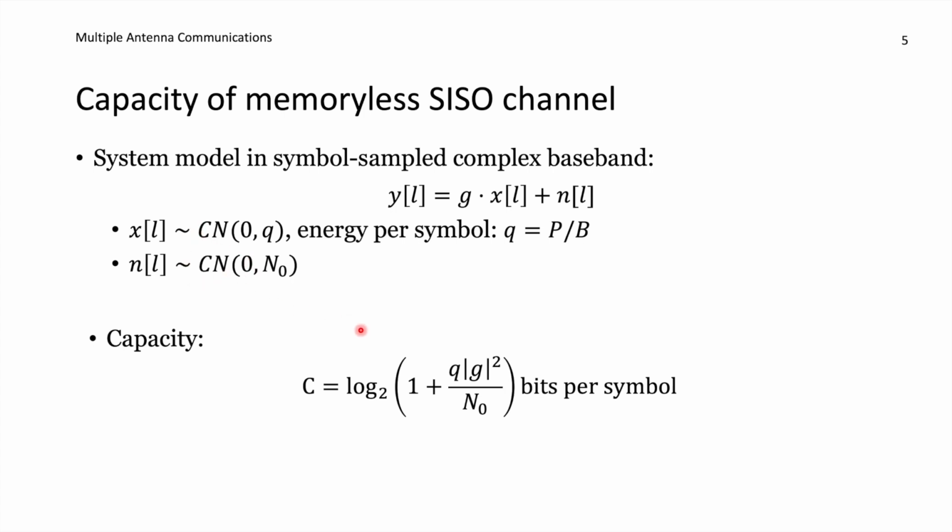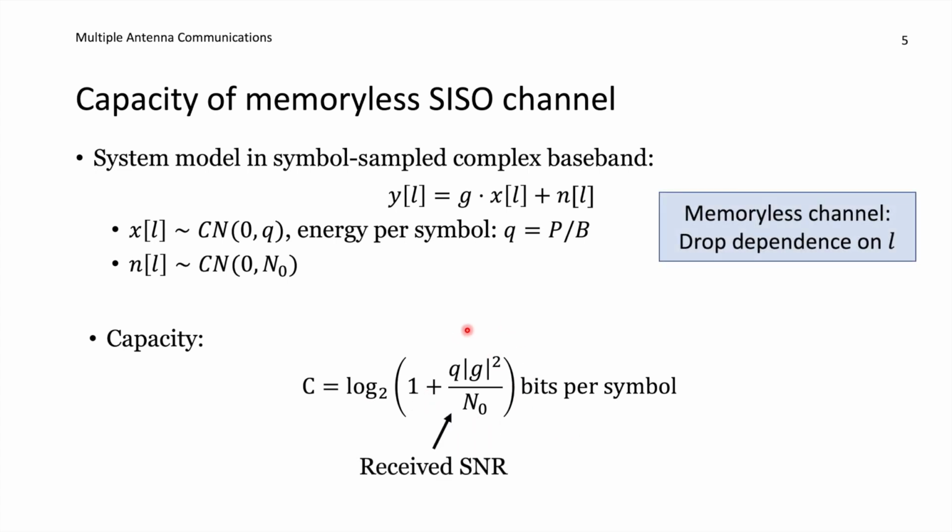Then the channel capacity is computed as log2 of 1 plus an SNR that you have at the receiver side, which is the transmit power Q multiplied with the absolute value squared of G divided by N0. And this is measured in bits per symbol. If you multiply with B in front, you get it in bits per second. And since this is a memoryless channel, we can drop this index l, because the structure is always the same for every l. And that is what we'll do from now on.